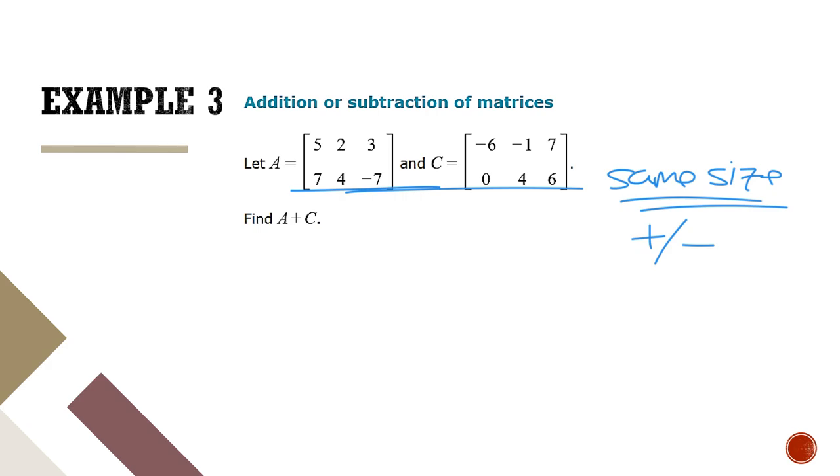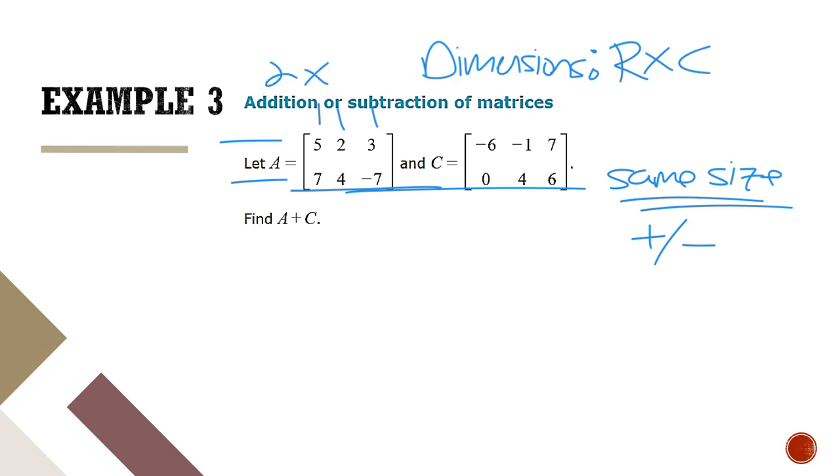Now, this is a rows by columns. The dimensions of a matrix are the rows by columns. So there are 2 rows and 1, 2, 3 columns. So this is a 2 by 3 matrix, and this is also a 2 by 3 matrix. Because they're both 2 by 3, we can add them. What we do is match the elements. We can add this element with this element, this one with this one. We're going to add up everything that is in the same position, and that will be my new matrix.